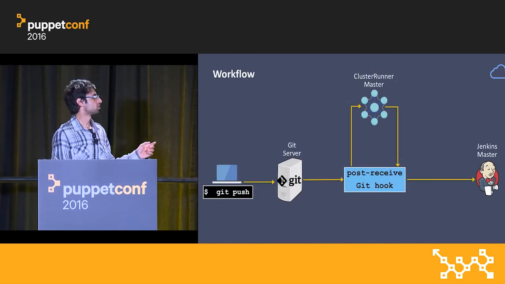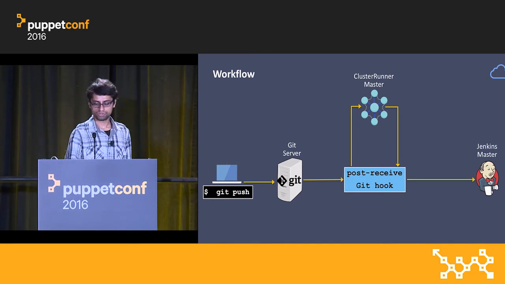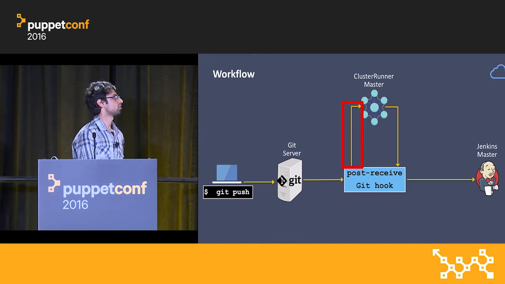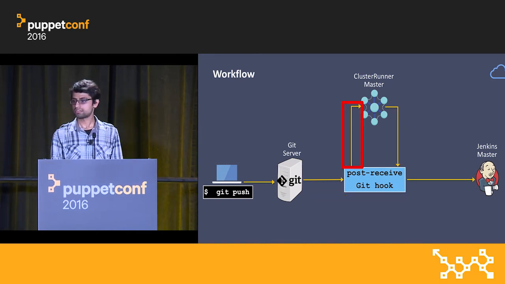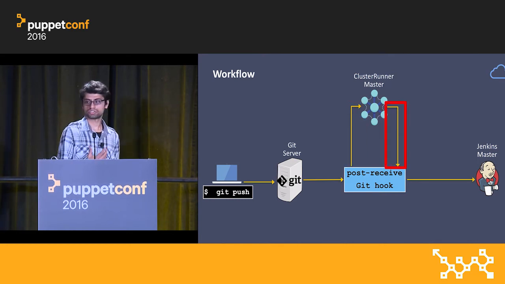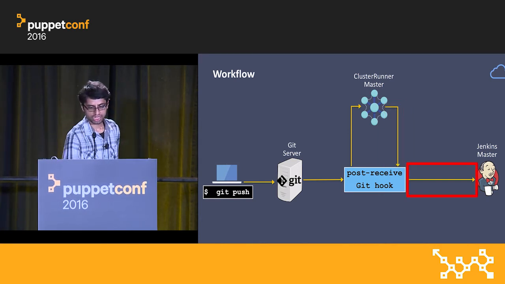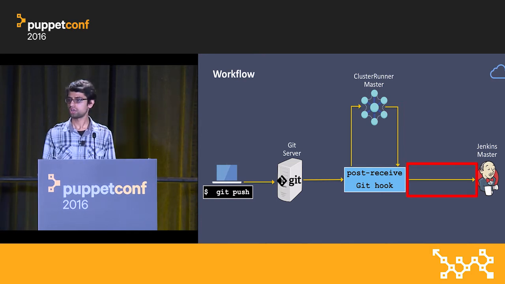So our workflow looks like this. A developer executes git push to the git remote server. At that point, a post-receive git hook is triggered in the background and runs asynchronously. What it does is it makes an API call to ClusterRunner to run the tests. It continuously polls ClusterRunner and receives the test results. After it receives the test results, it simply posts a state to Jenkins. It tells Jenkins whether the build is healthy or unhealthy.